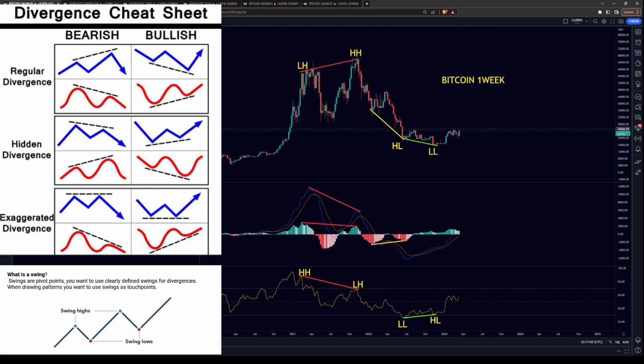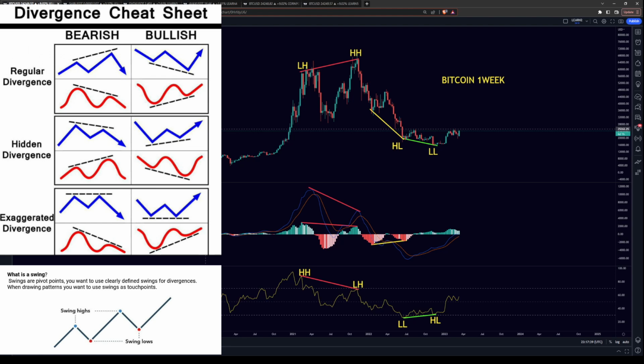So on the first chart here, we're looking at Bitcoin on the 1 week chart. The important thing to remember is that if you use higher time frame charts, you're looking for bigger, longer term moves. So I like to start on the higher time frames first. I want to see what the overall trend is looking like before I start diving into the smaller time frames when I look for a trade or an opportunity.